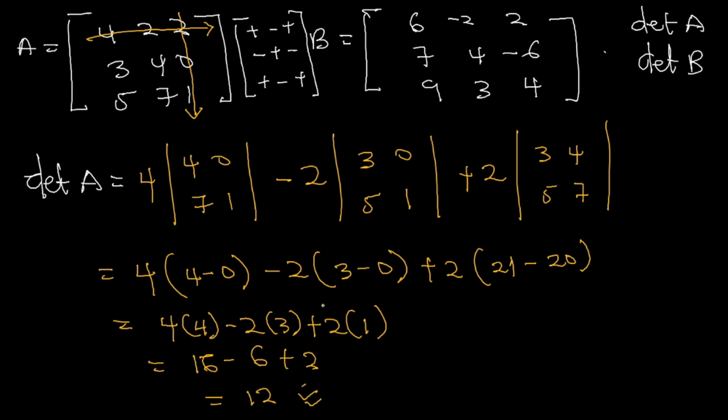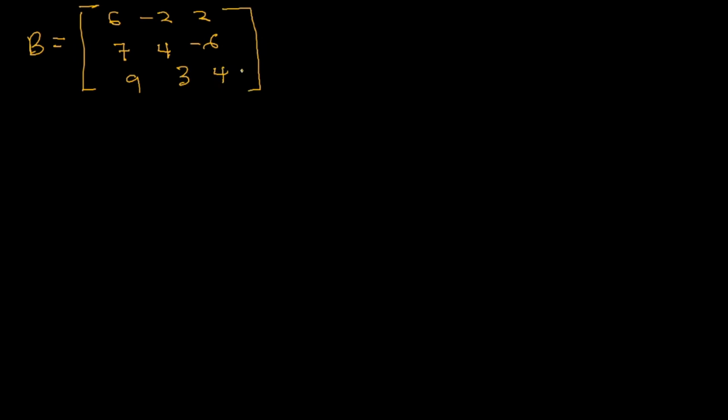So let's find the determinant of B. So let me rewrite the matrix of B. So B is 6, negative 2, 2, 7, 4, negative 6, 9, 3, and 4. Okay, so let's have our solution. So we have to find the determinant of B. So the determinant of B is equal to, because we were not told to use any particular row, we go with the first row.